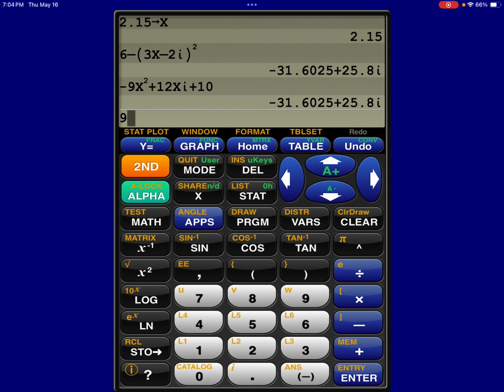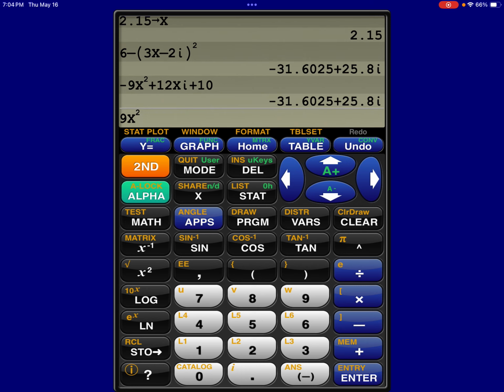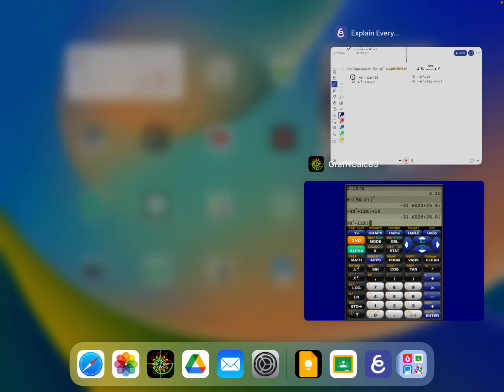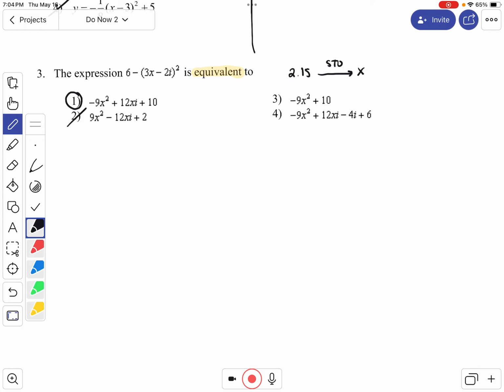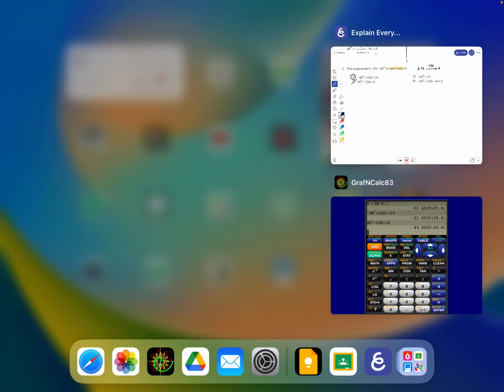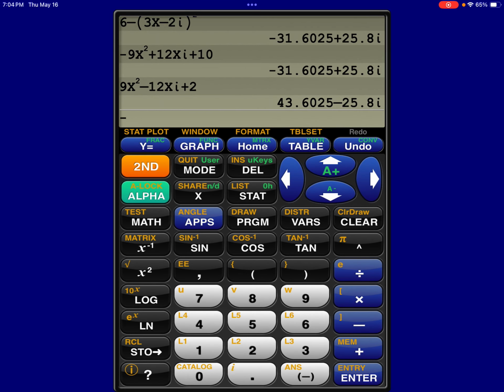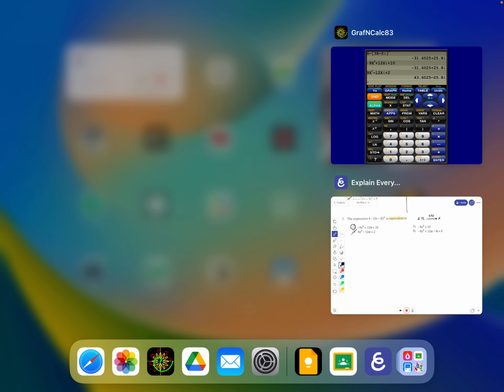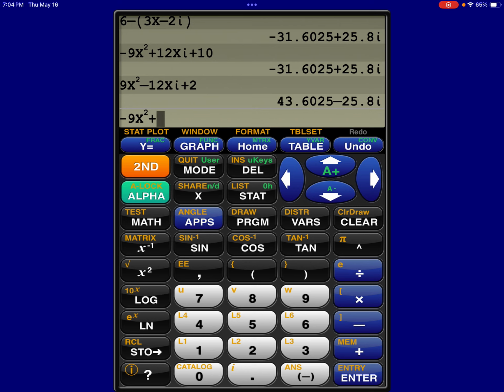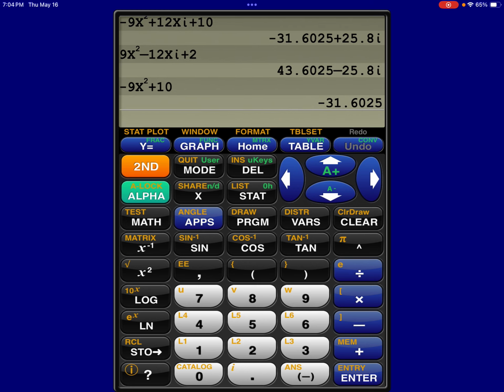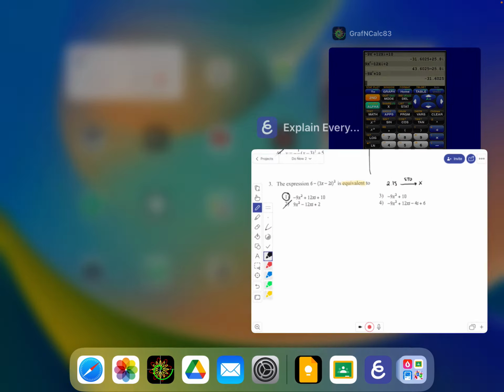So the second option is a positive 9x squared minus 12xi plus 2. Okay, that does not look equivalent, so that's out. The next option is negative x squared. Is that a 9? Yes, negative 9x squared plus 10. That does not look equivalent, so that's out.